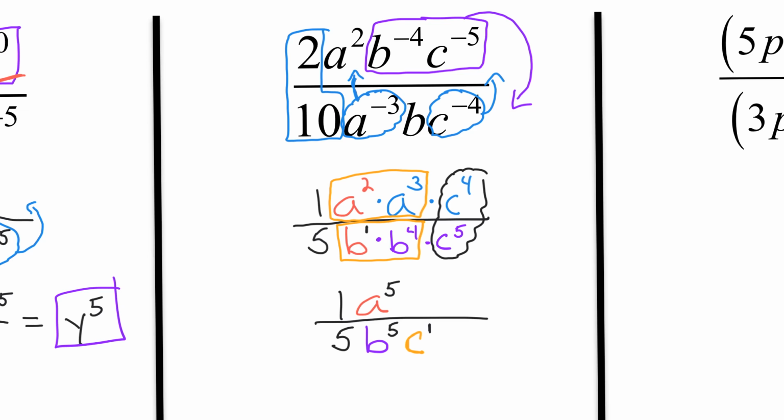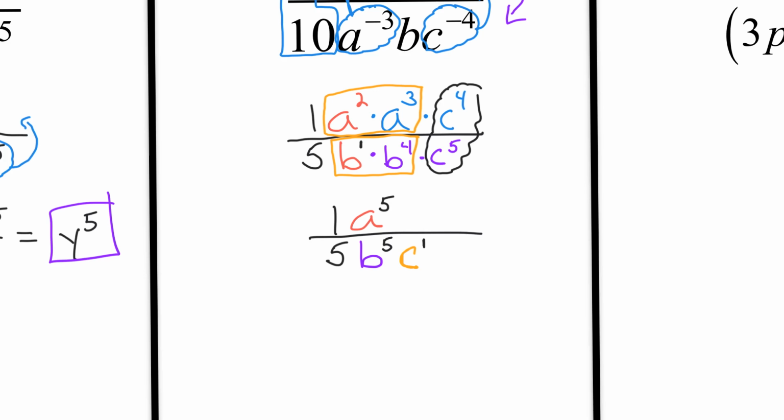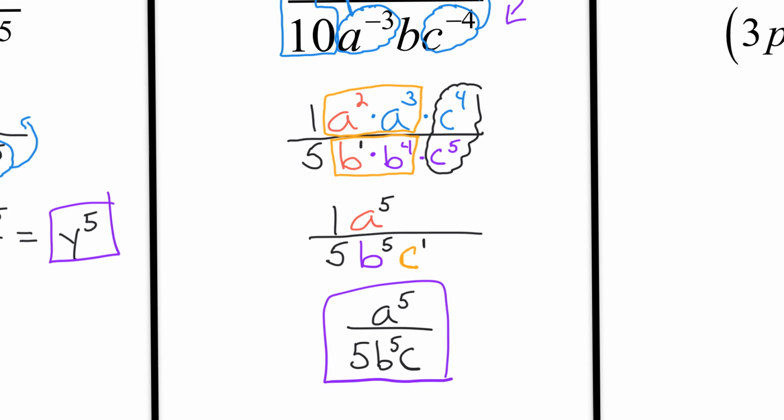Now you guys do not need this 1 in front of the a. That's an invisible 1. And you guys do not need this one here. So my answer is just a to the 5th power over 5b to the 5th power c. All of this expression, you guys cannot simplify anymore.